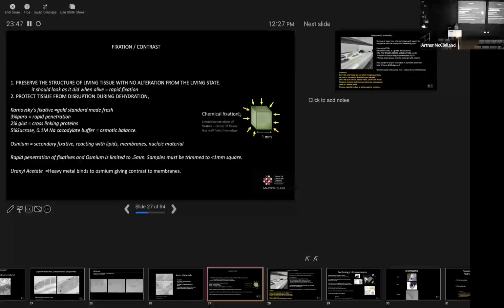So again, we need to be thinking about our final product all the way through the process. After we've got our osmium fixed, we're going to stay with heavy metals again with uranyl acetate. So we've got the osmium staining the membranes, and then the UA staining the osmium. So we've got black membranes now for high contrast.